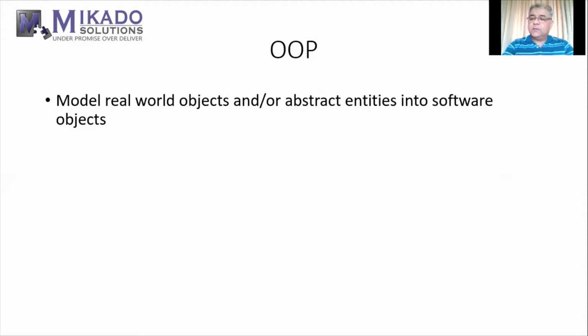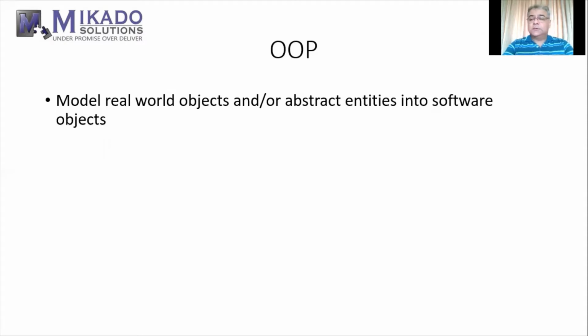But are you aware what is an abstract entity? Because not only real world objects are modeled into software objects, but also abstract entities are modeled as software objects. What is an abstract entity? Abstract, if you go and see the Oxford dictionary meaning, existing in theory, not practically. I give you an example of an abstract entity. Mikado Solutions. We are an IT staffing, training, and consulting company. We have a staffing department, we have a training department, we have a consulting department.